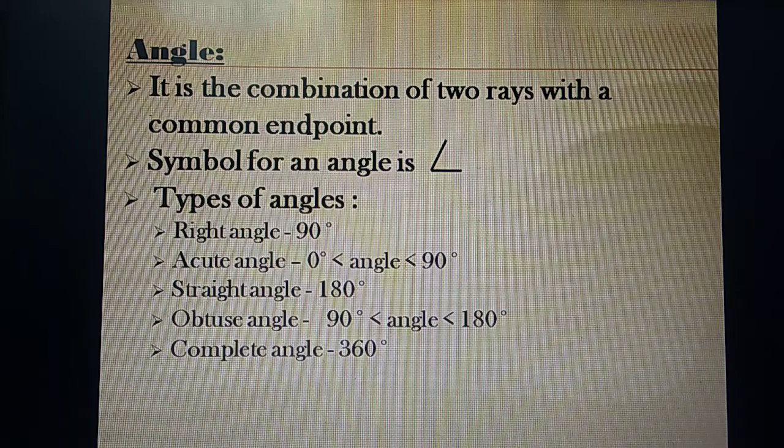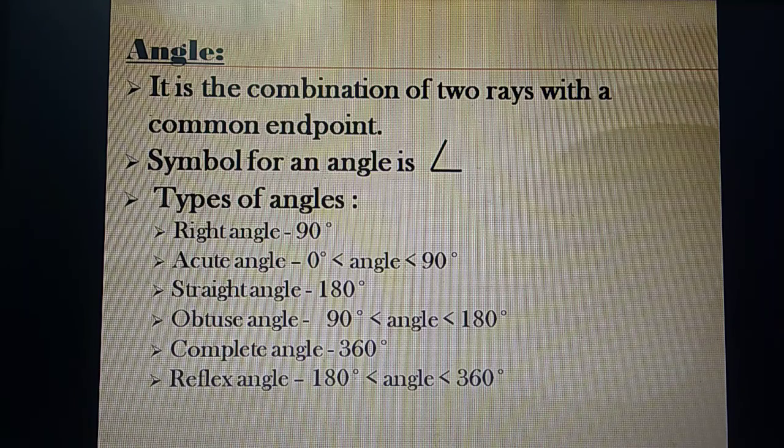And next is complete angle. Complete angle means 360 degree. Reflex angle is an angle with a value greater than 180 degree but smaller than 360 degree. So make sure to keep these angle measurements in mind so that you can easily distinguish later between acute, obtuse, right angle.